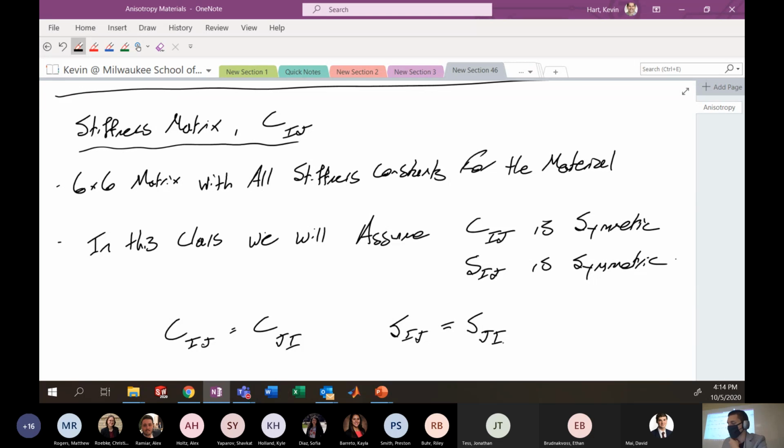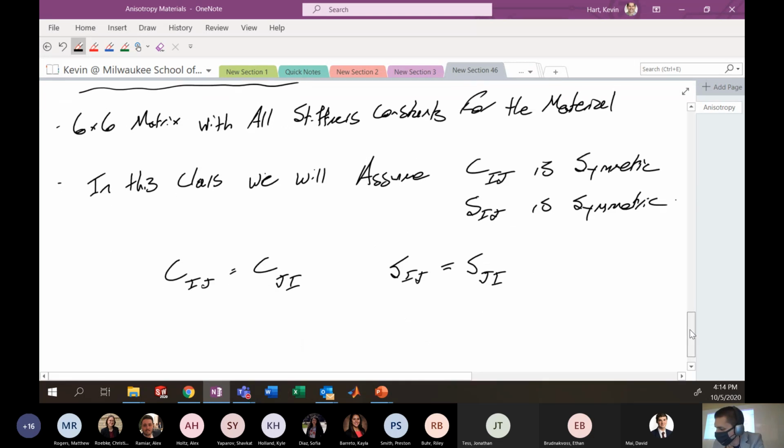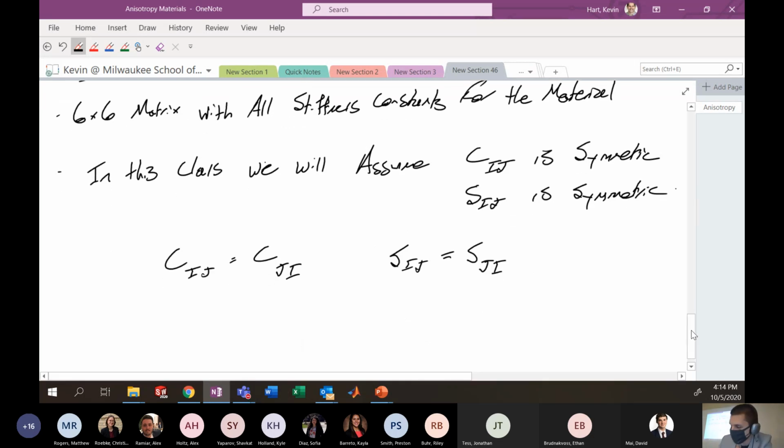We have the same idea. We're going to assume that these stiffness matrices and compliance matrices are also symmetric about their diagonal. And this is probably beyond this class, but this is true for Cauchy elastic materials.